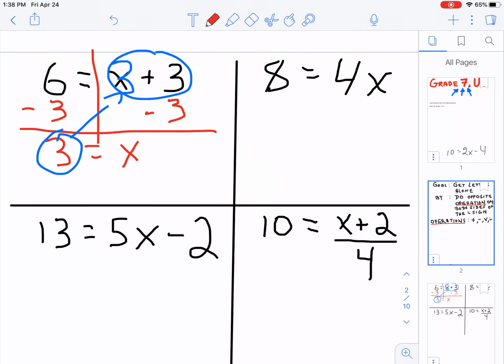Okay, let's do another one, but this time we're going to work with the operation divide. So we have 8 equals 4x. 4x means 4 times x. What's the opposite of times? It's divide. So we're going to divide the right side by 4.